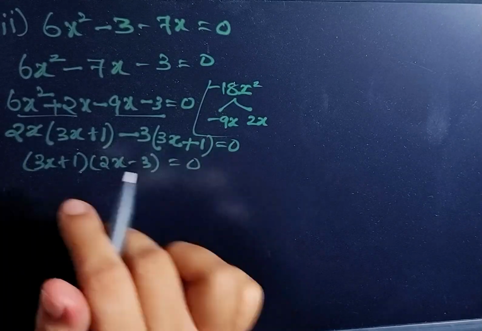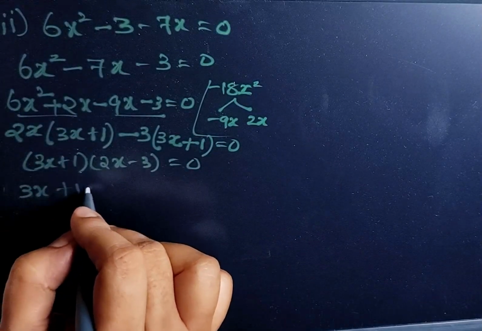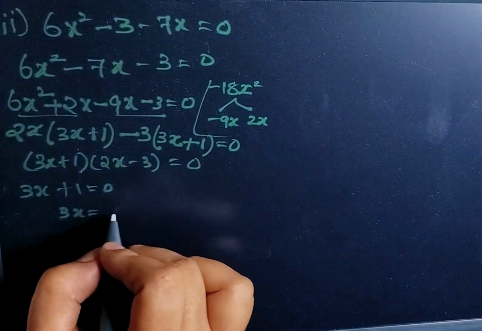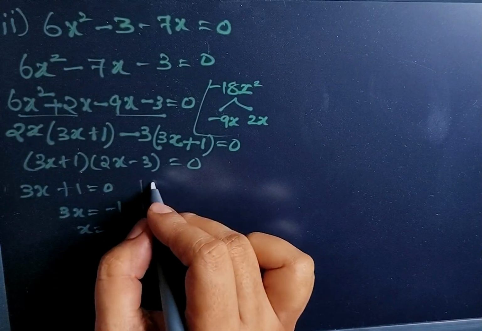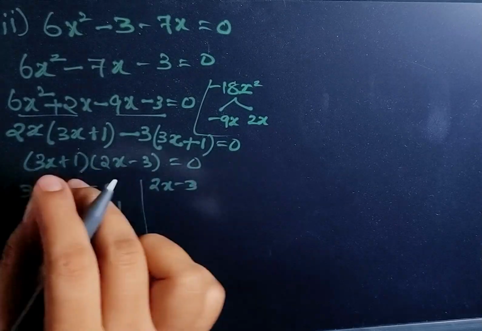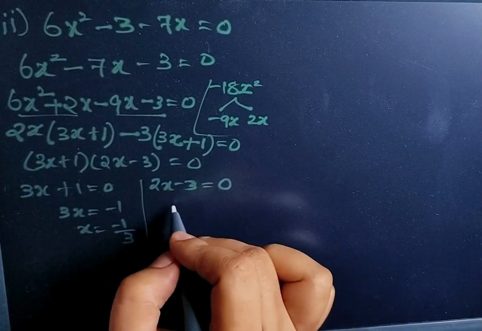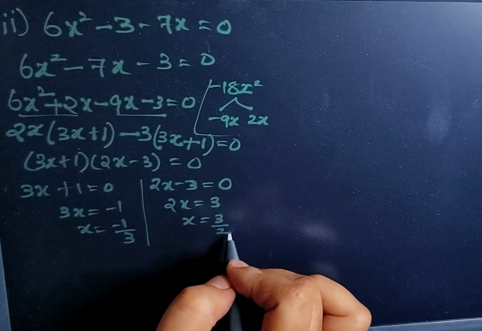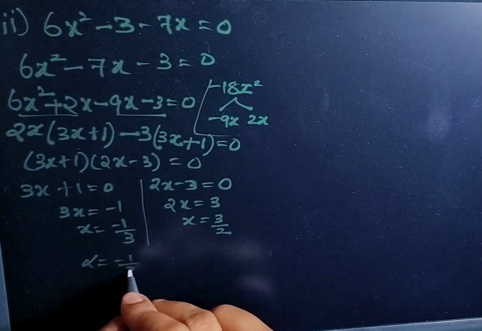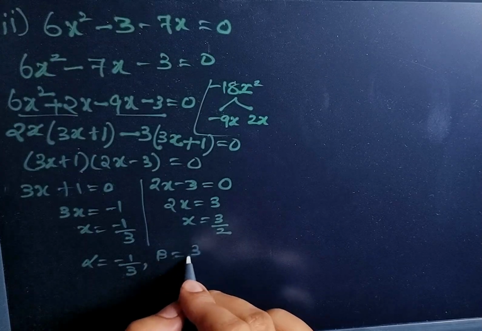Now taking one term to the other side, we will get 3x plus 1 equal to 0. 3x is equal to 0 minus 1, which is minus 1. X is equal to minus 1 by 3. Then 2x minus 3, taking this 3x plus 1 to the right side, it will be 0. So 2x is equal to 0 plus 3, which is 3. X is equal to 3 by 2. So alpha is equal to minus 1 by 3, beta is equal to 3 by 2.